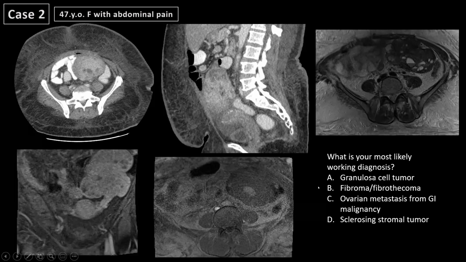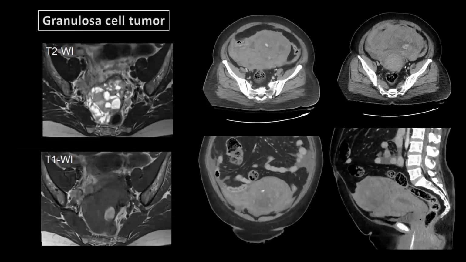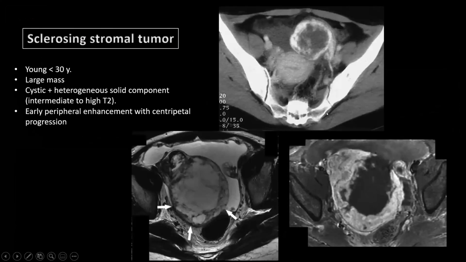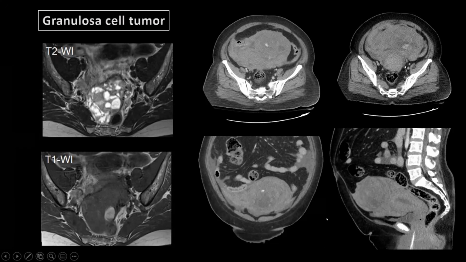So let's go through the differential diagnosis first. The first thing that comes to mind is the granulosa cell tumor. This tumor has a tendency of developing hemorrhagic changes. So we have this patient with CT findings that show the active bleeding of a large left ovarian mass. This mass is also associated with endometrial thickening that is characteristic for this type of tumor, which is estrogen producing.